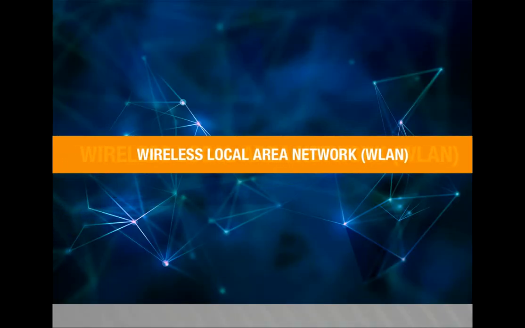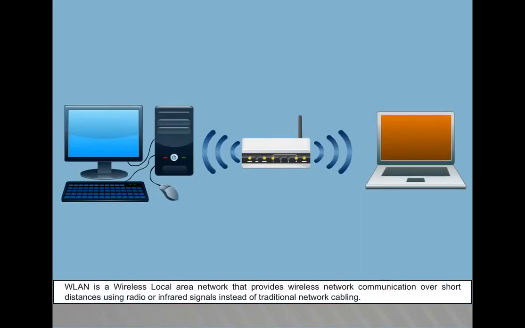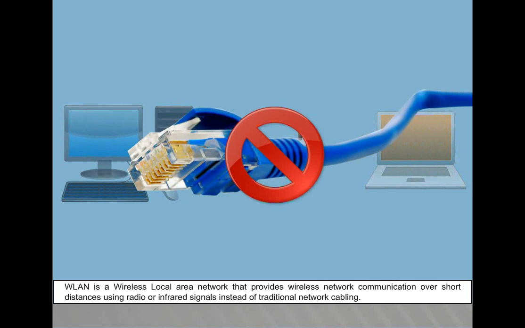Wireless local area network, that is wireless LAN. In this video, we are going to see wireless local area network, that is wireless LAN. A wireless LAN is a wireless local area network that provides wireless network communication over short distances using radio or infrared signals instead of traditional network cabling.